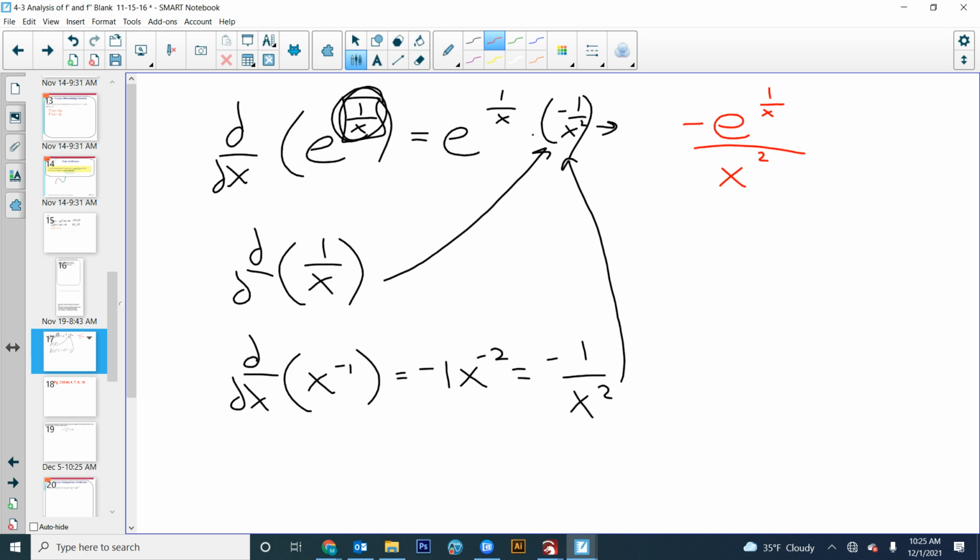So we have to set all factors equal to 0 in the numerator. What happens when you set x equal to 0? X equals 0. Critical point? Kind of. We're going to hold off on that for a second. E to the 1 over x, set that equal to 0. Does e to the 1 over x ever equal 0?